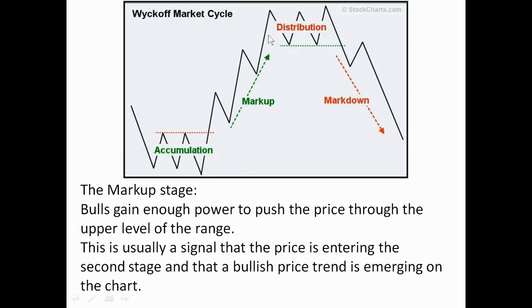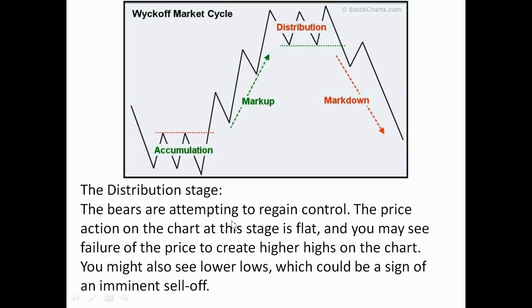And then eventually it starts to chop sideways again, kind of like accumulation, but now it's near the top of the cycle, the distribution phase. The bears are attempting to regain back control. The price action on the chart is flat, kind of like the accumulation phase, and you may see the failure of the price to create the higher highs on the chart. It's trying to make the higher high, just really not doing it. You might even see lower lows, which could be a sign of an imminent sell-off into the markdown phase.